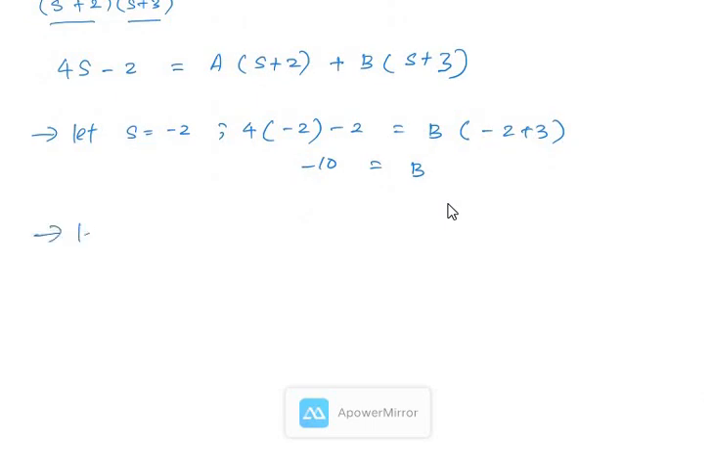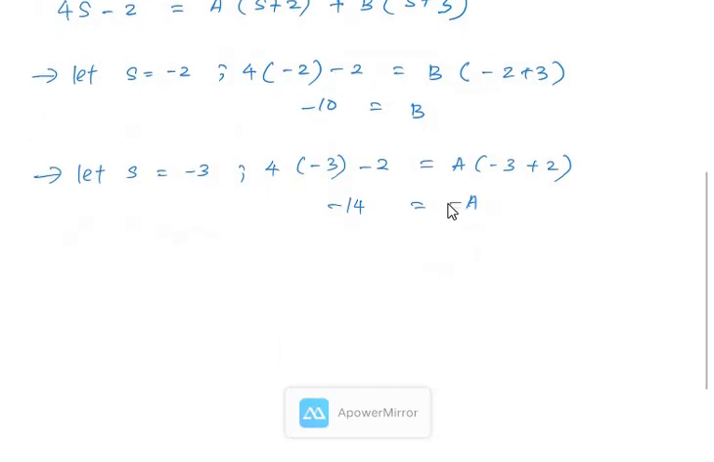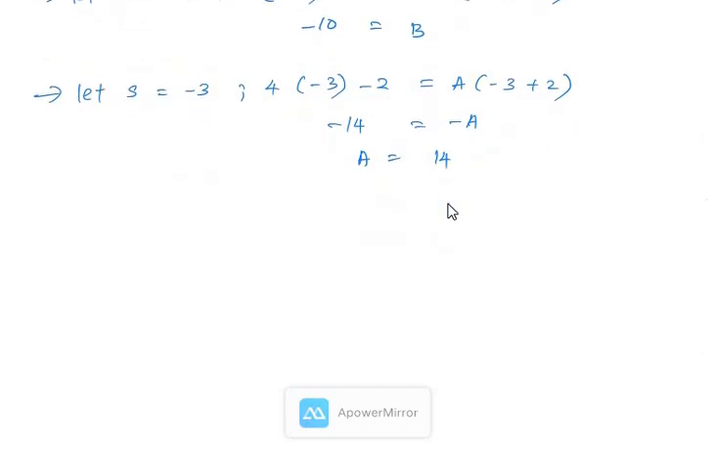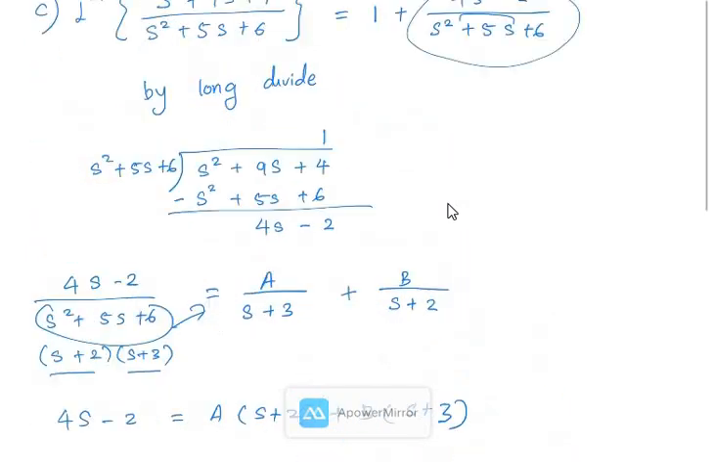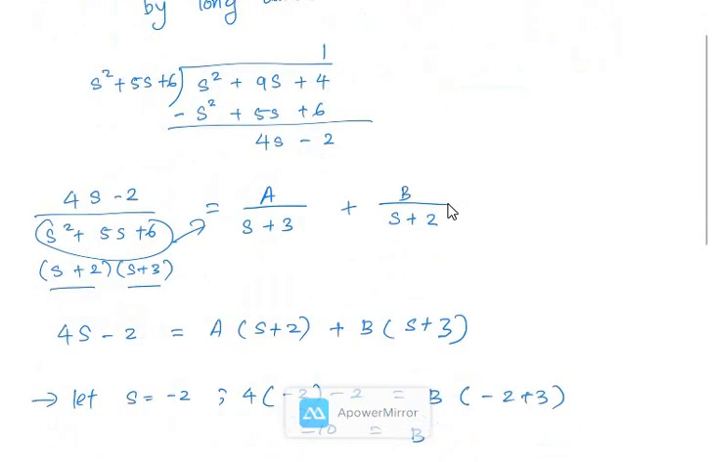Then we assume s equal to minus 3. Now we have 4 times minus 3 minus 2 equal to A(minus 3 plus 2). So 4 times negative 3 minus 2 we get negative 14, and then negative 3 plus 2 we get negative A. So A is equal to 14. Now we can substitute in the equation. Okay, we use this one.